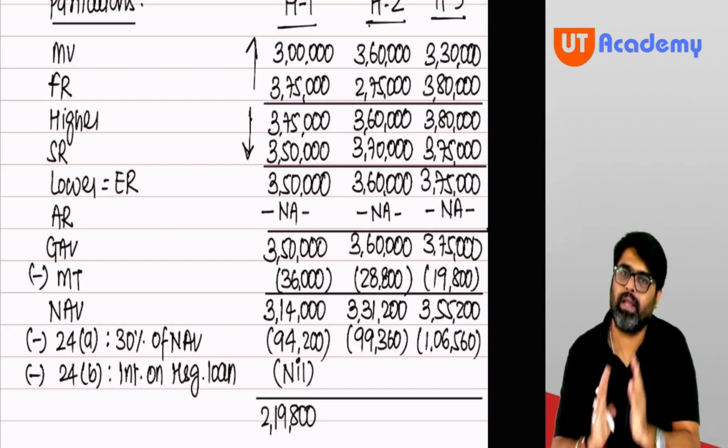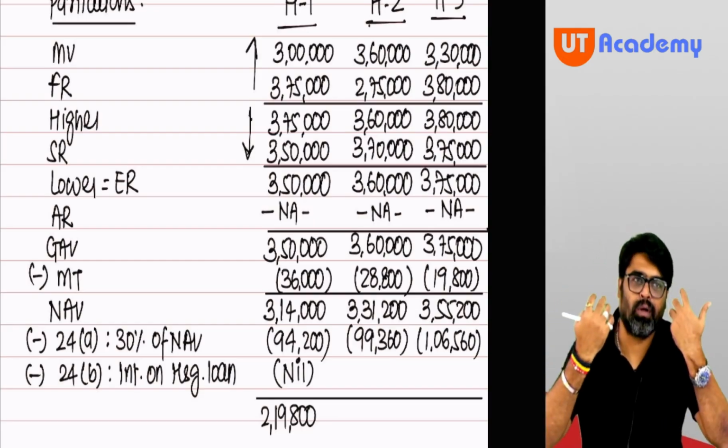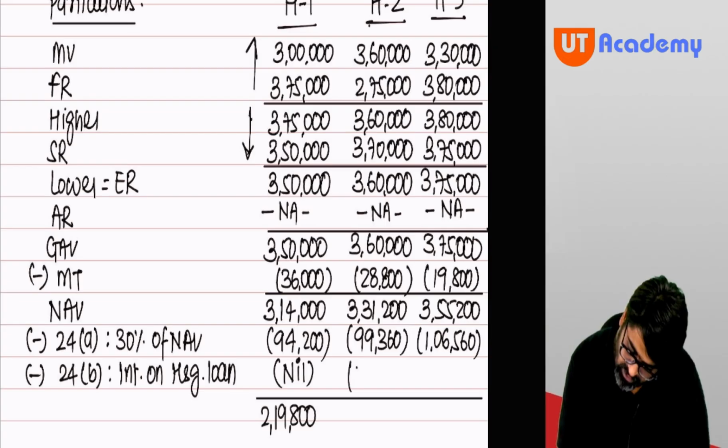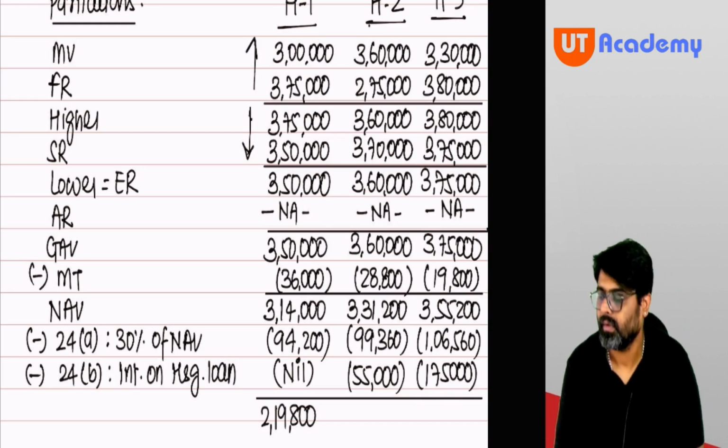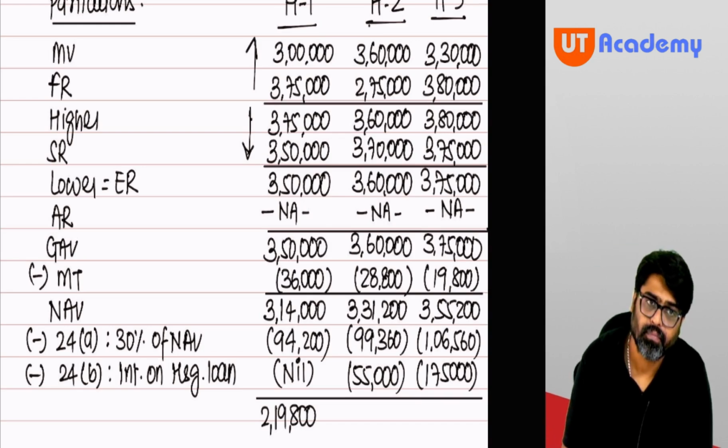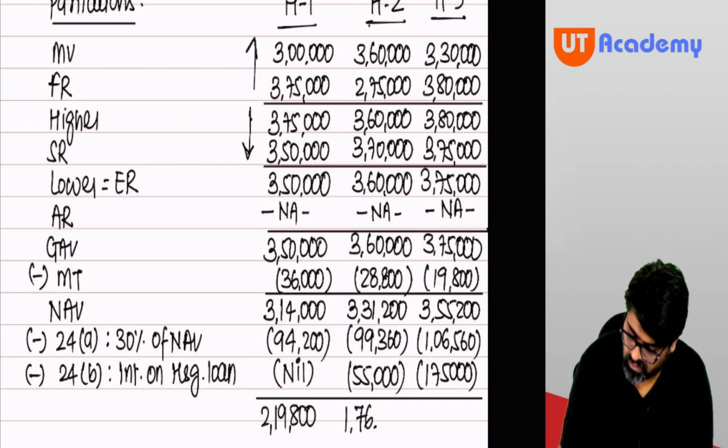So, for LOP or DLOP, whatever interest is there, it is allowed fully, no? So, can I say entire 55,000 I can claim? And entire 1,75,000 also I can claim. So, tell me the final income. 1,76,840. Last one. 76.